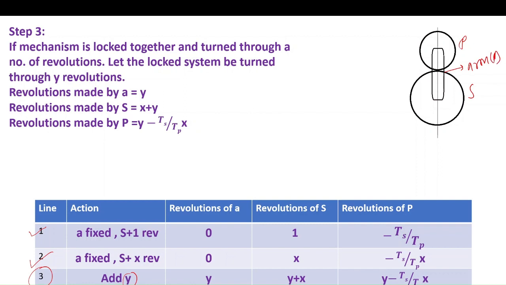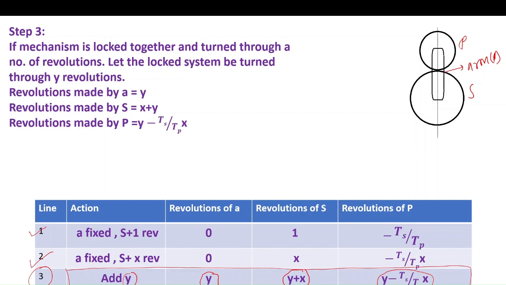The revolutions made by A will be y. What will be the revolutions made by S? y plus x. And what will be the revolutions made by P? y minus TS upon TP into x. This is your final total motion you have to obtain.